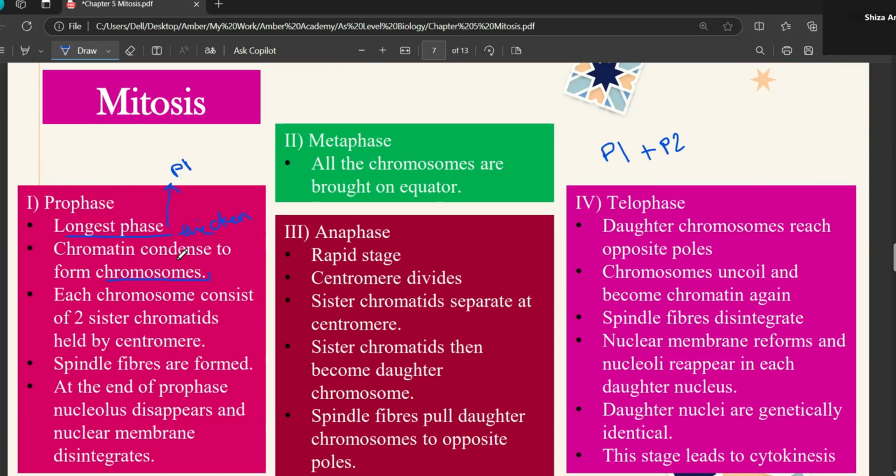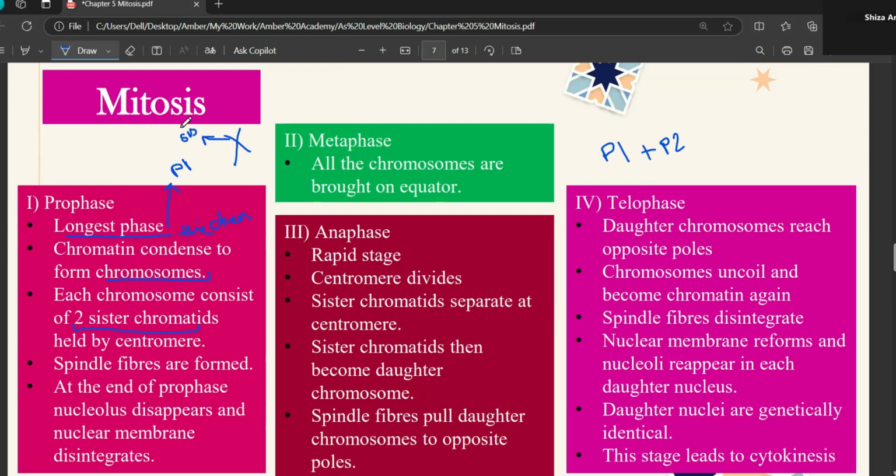So chromatin will condense to form chromosomes, the most important detail. Next, each chromosome consists of two sister chromatids. Like I explained yesterday in the structure of chromosome, the similar chromatin will form sister chromatids. So if for example this is your chromosome, then this single thread of this chromosome is your sister chromatid.